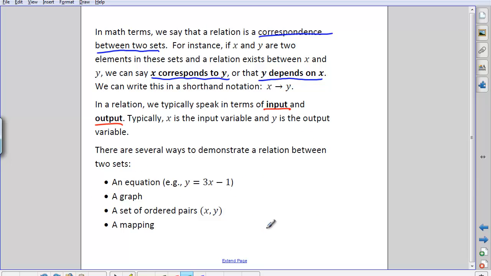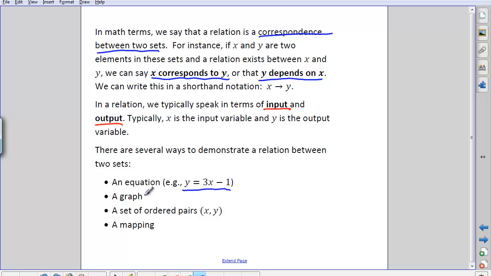So when we start talking about these relations, we could show that relationship in several ways. Maybe to show that relationship between x and y, we could look at an equation. Y equals 3x minus 1 as an example. In this relationship, you can take your x value, maybe it's 0, multiply it by 3 and subtract 1 and get a y value, -1. So maybe that equation describes that relationship between the two variables.